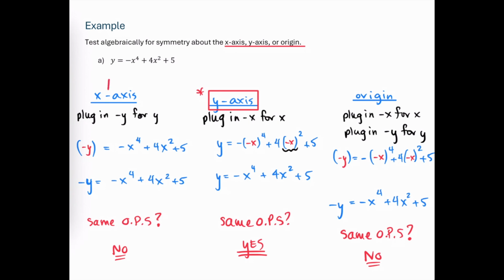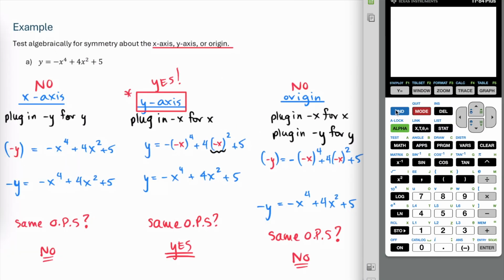So in summary, we do not have symmetry about the x-axis, we do not have symmetry about the origin, but we do have symmetry about the y-axis. Now to verify this solution, we can come over to our calculator and graph the original equation, which is y equals negative x, and then raise that to the fourth power, plus 4x squared, plus 5. And then when we hit graph, we come up with a graph that we see does have symmetry about that y-axis. So our graph is confirming what we found to be true algebraically.